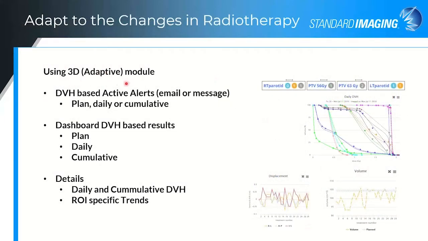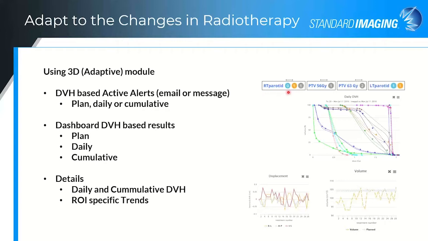So in this case, for the adaptive module, we have these DVH-based active alerts, which are emails or messages. So these are just a list of what one should check. And then as well as these text messages, we have some visual display of the DVH-based results for the plan, the daily, and the cumulative. So each of these colored circles designates, the blue is for the plan.